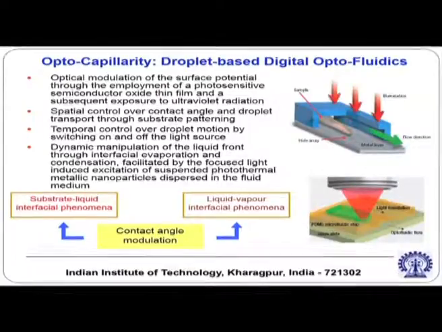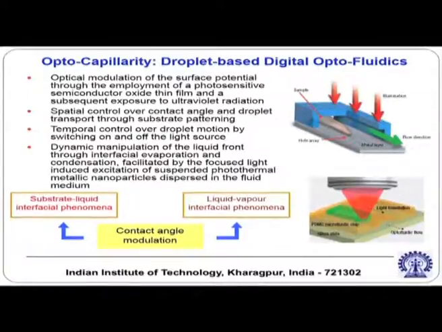One is by making an alteration in the substrate liquid interfacial phenomenon. So there is an optical modulation of the surface potential through the use of a metal oxide semiconductor. We have discussed this earlier in the context of the design of an optofluidic valve, and we will discuss the detailed science of that.